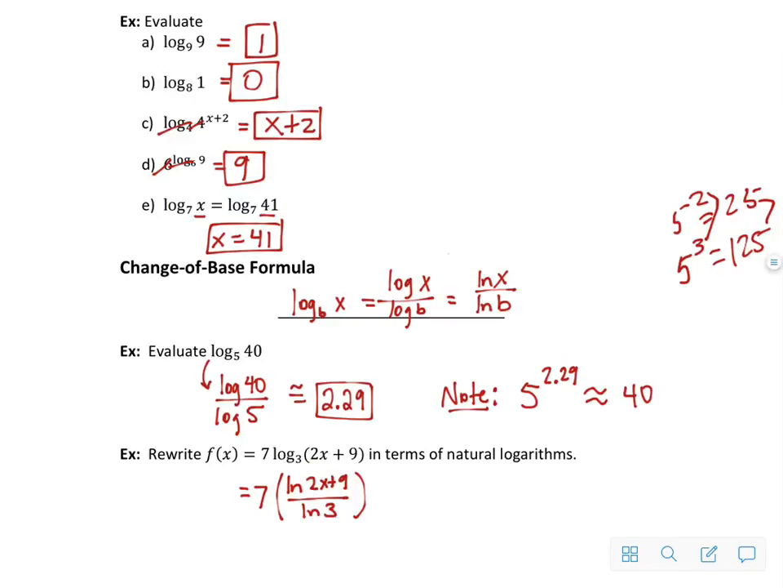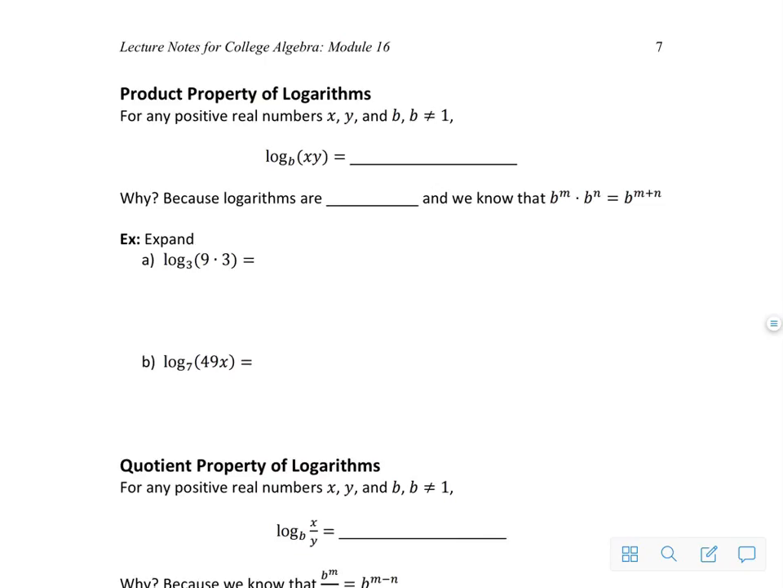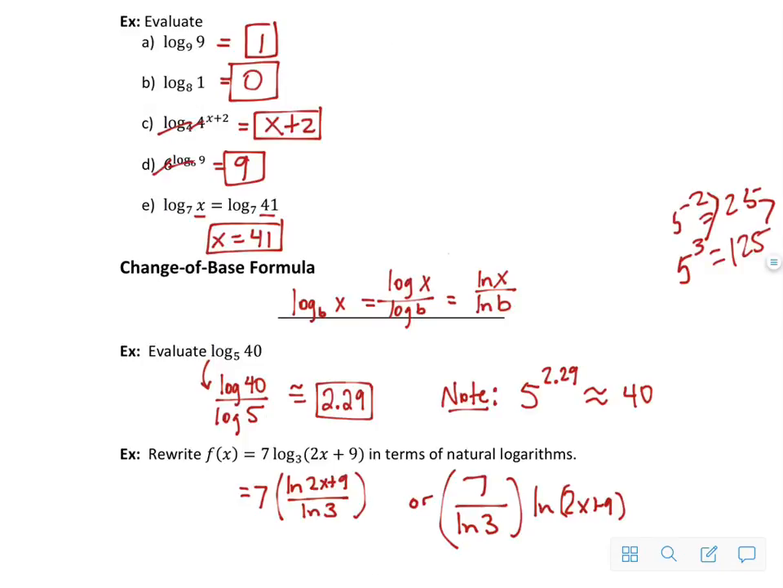So that's a correct answer. I would probably want the final answer written where you put the numbers together and the formula together. So you might write it as 7 over natural log of 3, which is a number in your calculator if you calculate it, times the natural log of 2x plus 9. But either one of those is correct.